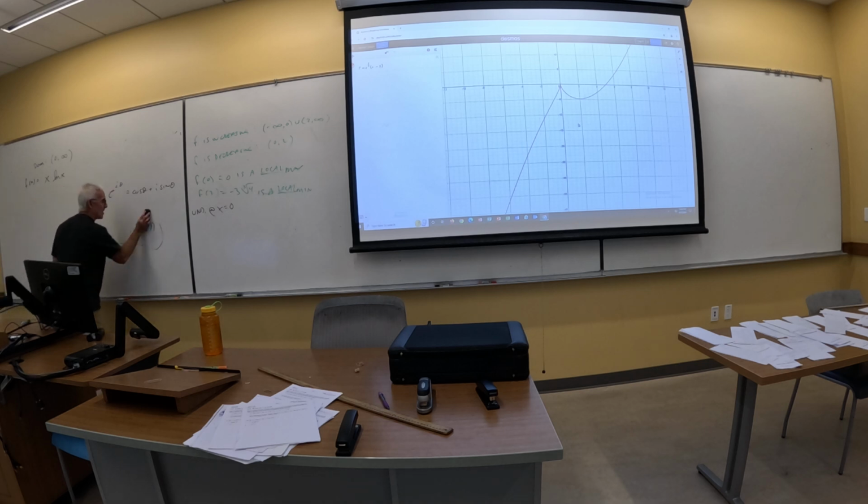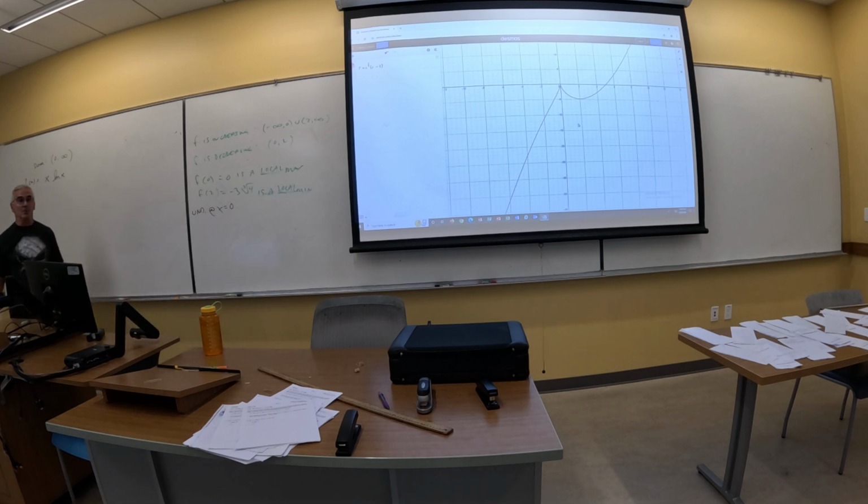So if a graph does not cross the x-axis, it means if there are x-intercepts, they would have to be complex numbers. That's what it means. And that's why we're not considering it. So in this case, if I only consider positive input, then I'm only going to get real numbers back.